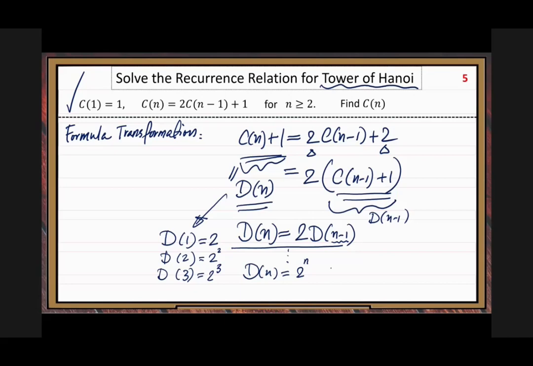But we want to get a C function. So let's go back to the C function equals D function minus 1, which is 2 to the n minus 1. So the formula for the C function has been derived: C of n equals 2 to the n minus 1. So we find a solution.